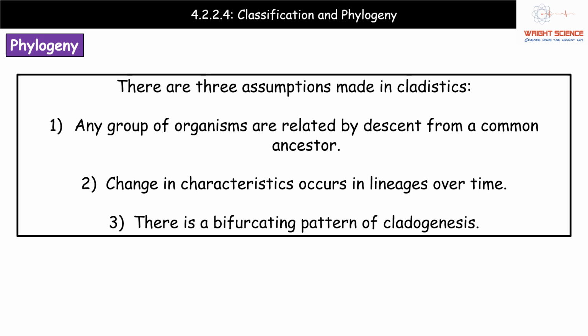When it comes to this whole process of cladistics, then we're making three pretty big assumptions, I suppose. First one is that any group of organisms are related by descent from this common ancestor. So the only way that any organisms are in existence is because at some point they have a common ancestor with one another.